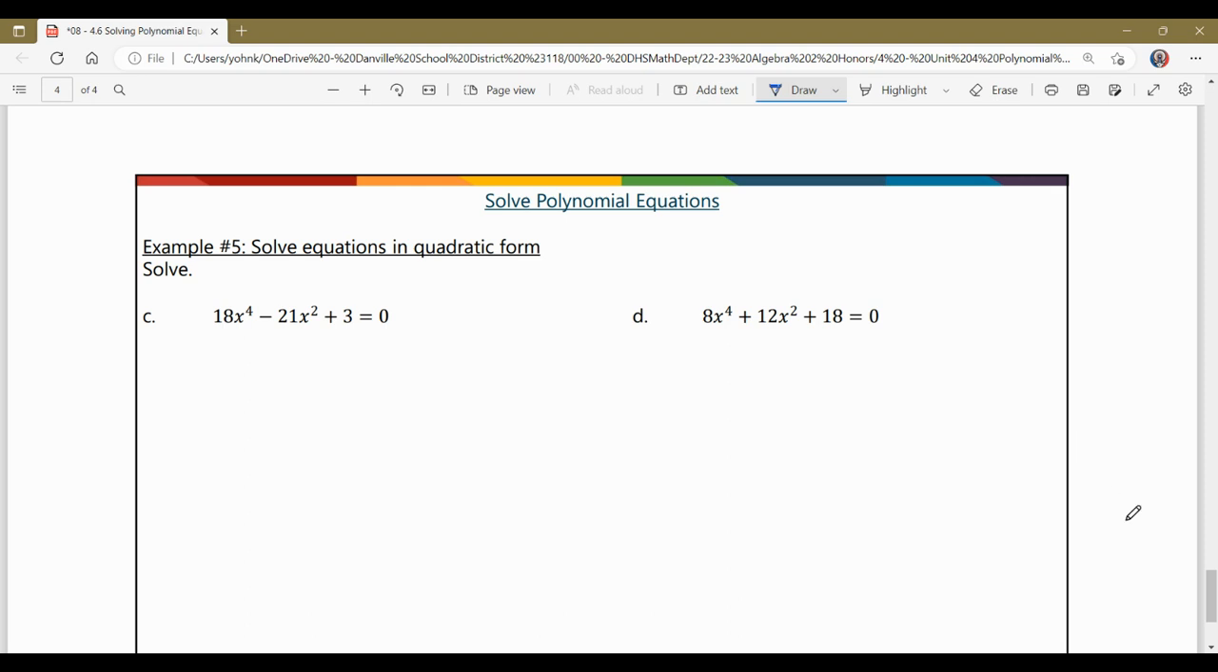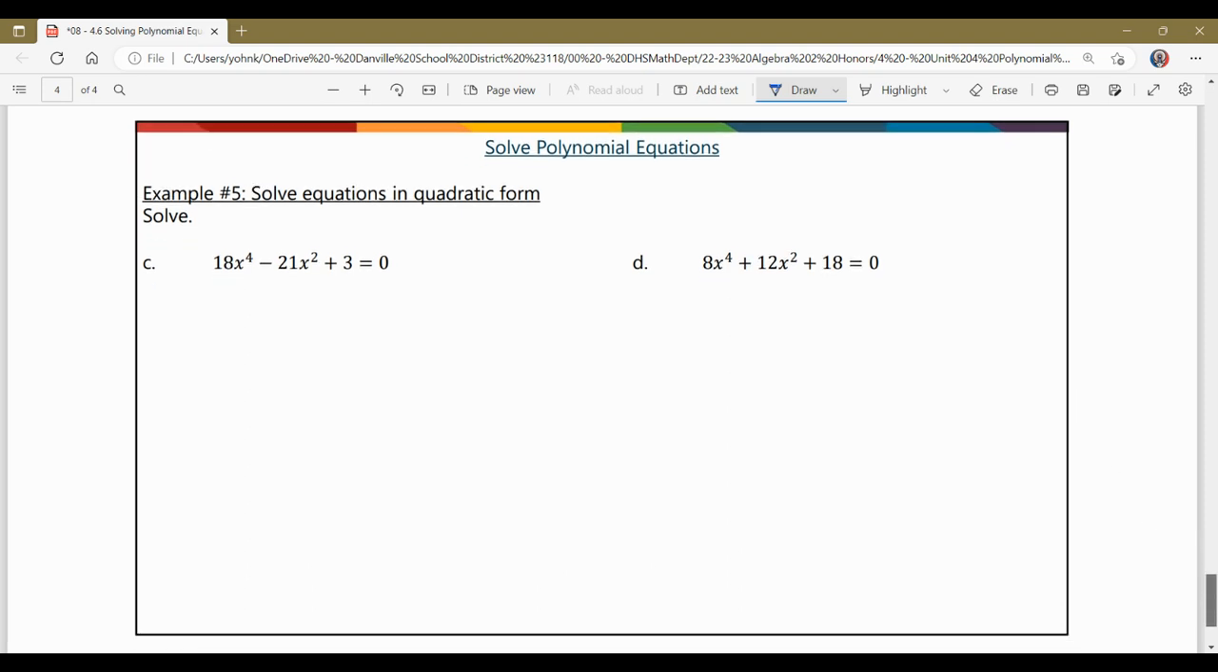Okay, then I look at number 5C, 18x to the 4th minus 21x squared plus 3. Okay, I'm thinking there's a 3 in common, and we're left with 6x to the 4th minus 7x squared plus 1 equals 0. Okay, so the 3 hangs out. I'm going to try to factor this.